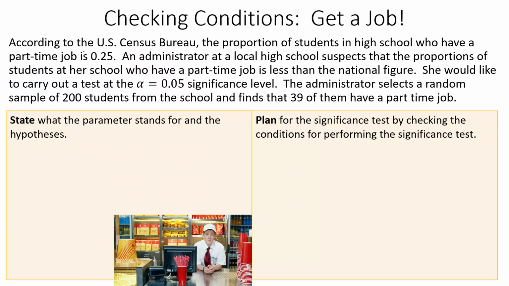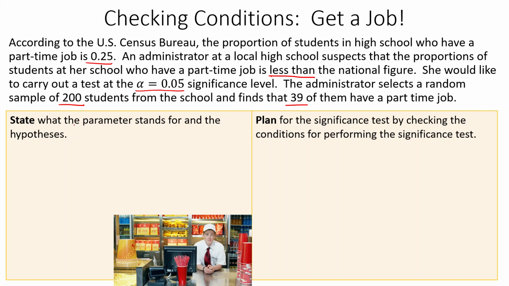Here's another example. According to the U.S. Census Bureau, the proportion of students in high school who have a part-time job is 0.25. The administrator at a local high school suspects that the proportion of students at her school who have a part-time job is less than the national figure. She would like to carry out a test at the alpha equals 0.05 significance level. I don't know what that really means yet, but we'll find out later. The administrator selects a random sample of 200 students from the school and finds that 39 of them have a part-time job.